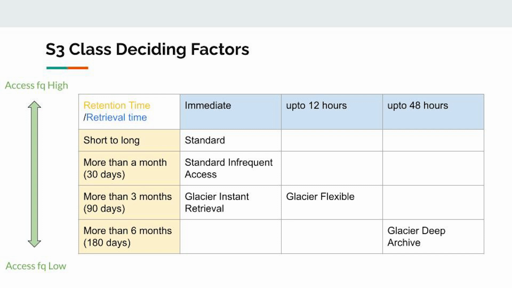Usually, access frequency and retention time are inversely proportional. To simplify, if I order the classes for most frequently accessed data with short retention time to least frequently accessed data with long retention time, they are going to be in the following order: standard, standard infrequent, Glacier instant retrieval, Glacier flexible retrieval, Glacier deep archive.